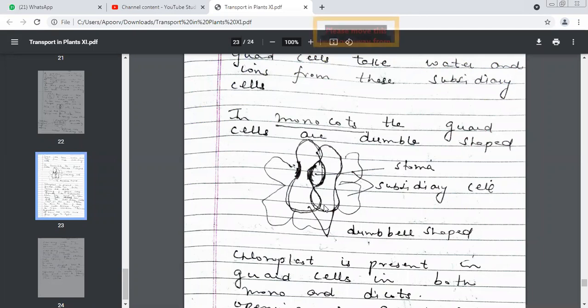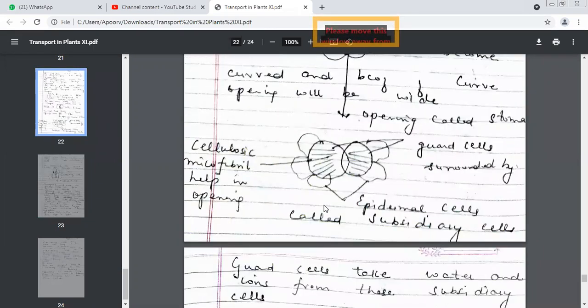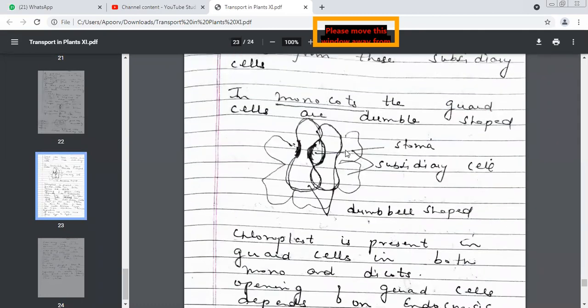Dumbbell shape. Let me see how much you've understood. These are guard cells. What are these thread-like structures? Cellulosic microfibril. And what are these epidermal cells which surround the guard cells? Subsidiary cells. Good.